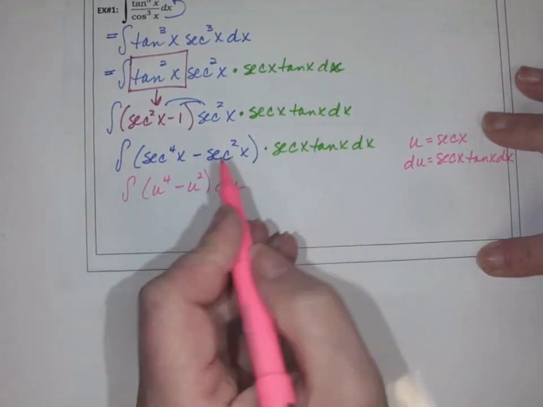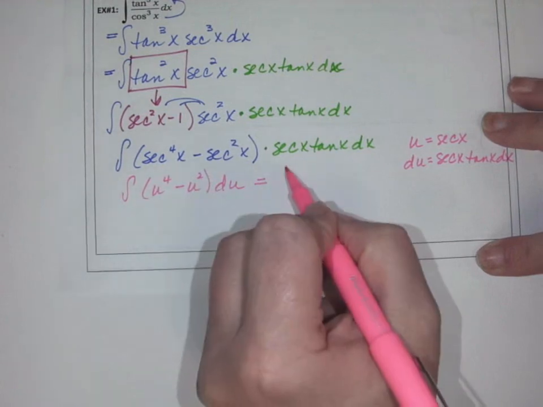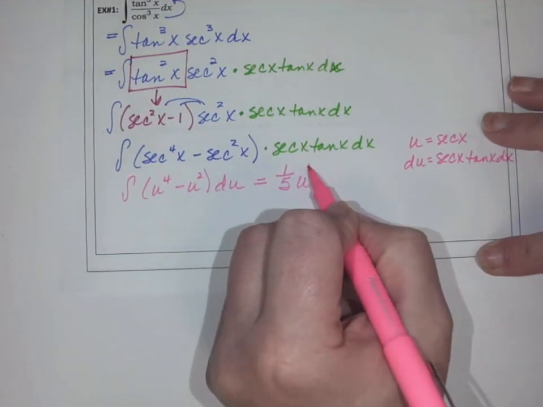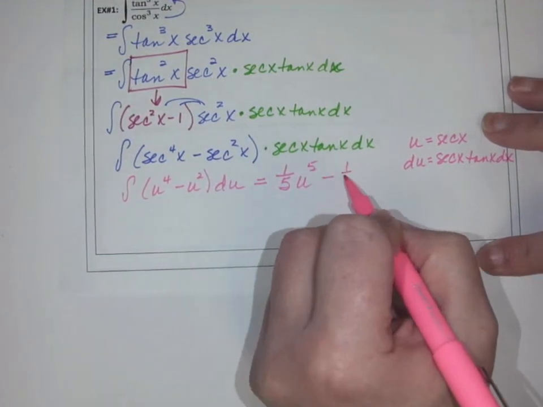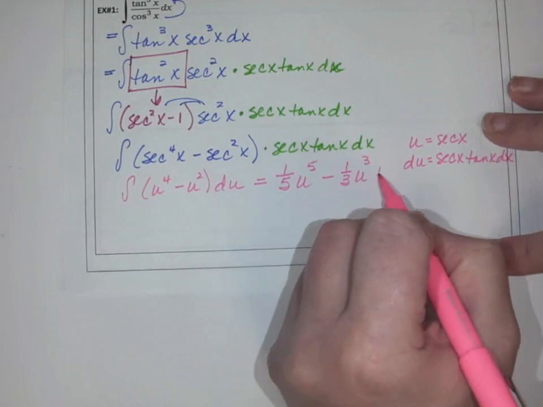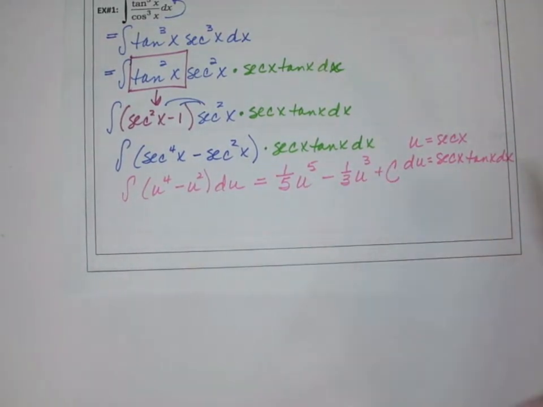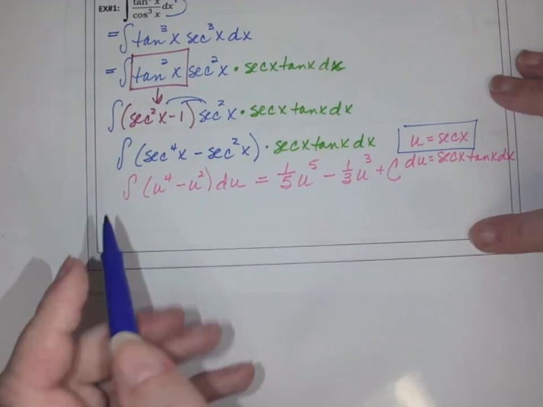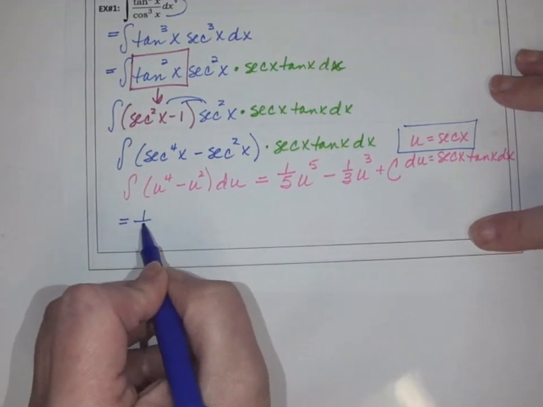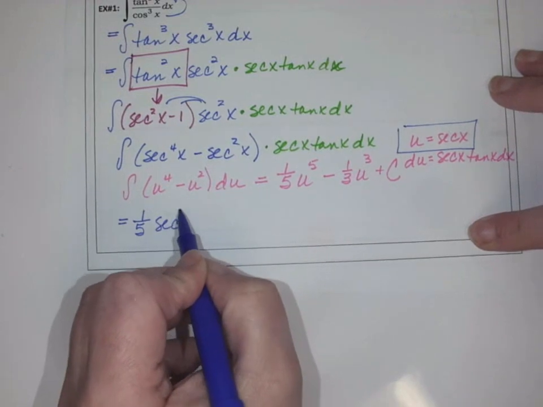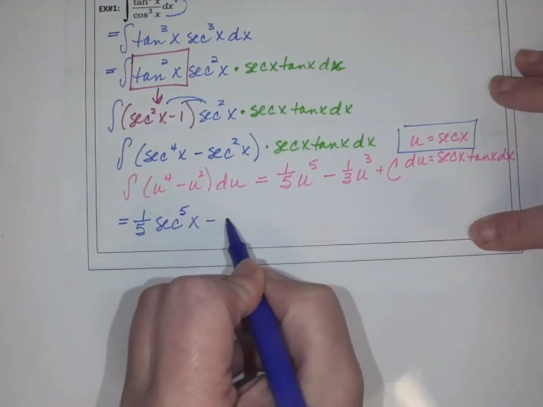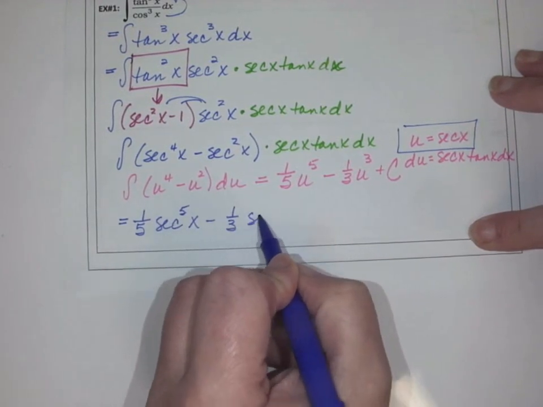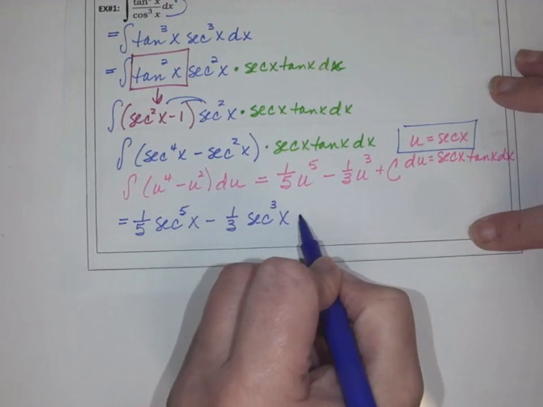So now I need to do the antiderivative of that, which is 1/5 u to the 5th minus 1/3 u cubed plus c. And then the last and final step is to plug in my u expression. So my answer will be 1/5 secant to the 5th x minus 1/3 secant to the 3rd x plus c.